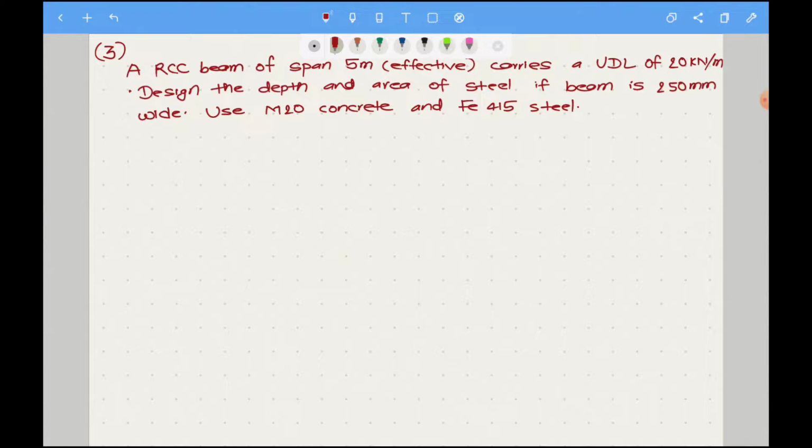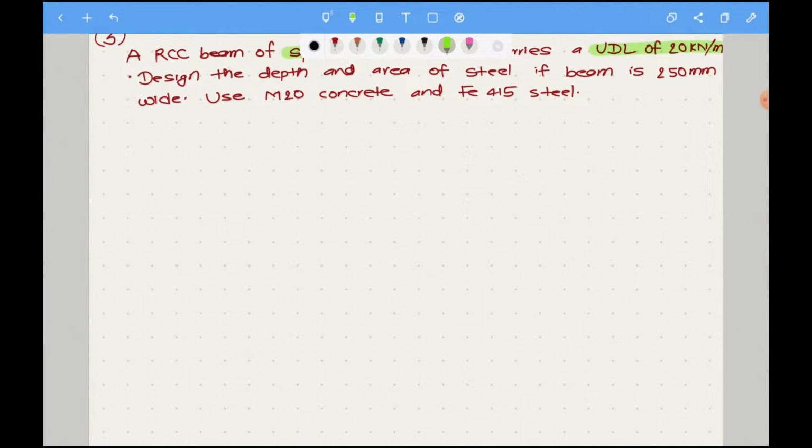So let us start with problem number 3. The problem says a RCC beam of span 5 meter, that is the effective span, carries a UDL of 20 kilonewton per meter. So we have the uniformly distributed load of 20 kilonewton per meter, and we are to design the depth and the area of the steel if the beam is 250 mm wide. So we are also provided with the width of the beam. We are to use the M20 concrete and Fe415 steel for the design.